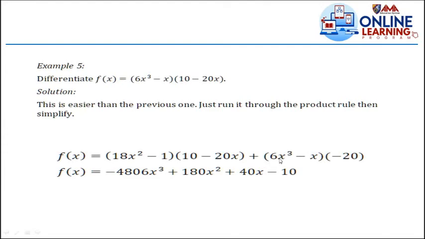Okay? 6x cubed times negative 20, we have negative 120x cubed. So, negative 120x cubed, then this is negative 360. So, this one is only 480. It's not 480, 4,806. This is only 480x cubed plus 180x squared plus 40x minus 10. So, that's now our first derivative.